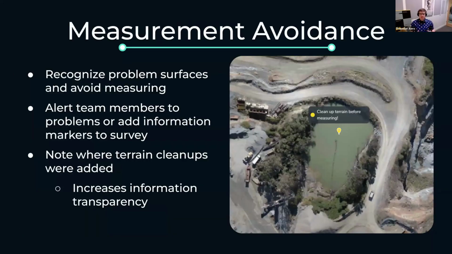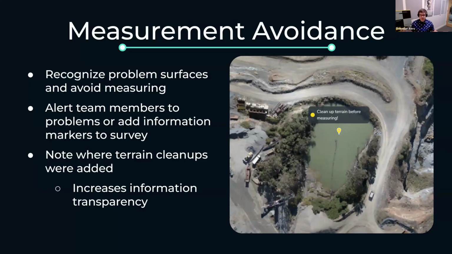The last one of these is basically measurement avoidance. And this is more training for people that are using the platform. Just recognize where problematic areas are going to be and basically avoid them. So in this instance, we have a mine here with a pond in the center that they use for stuff. And knowing that water is going to cause you a problem, even if it's very opaque like this with a lot of algae growth, you should avoid that when you're doing your measurements. There's a couple ways you can do this.